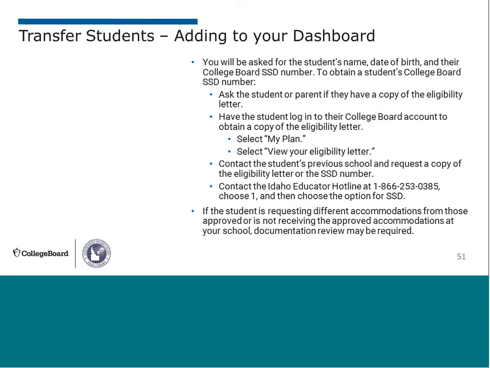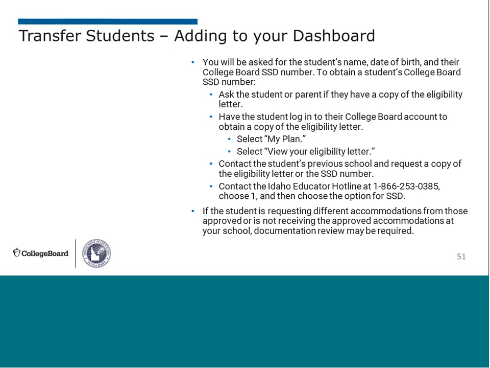One of the things you may ask is, what do I do if I don't have an SSD number? So there's a number of ways that you can do this. First and foremost is you can ask the student if they have a copy of the eligibility letter. And recognizing that these are high school students, they probably don't.